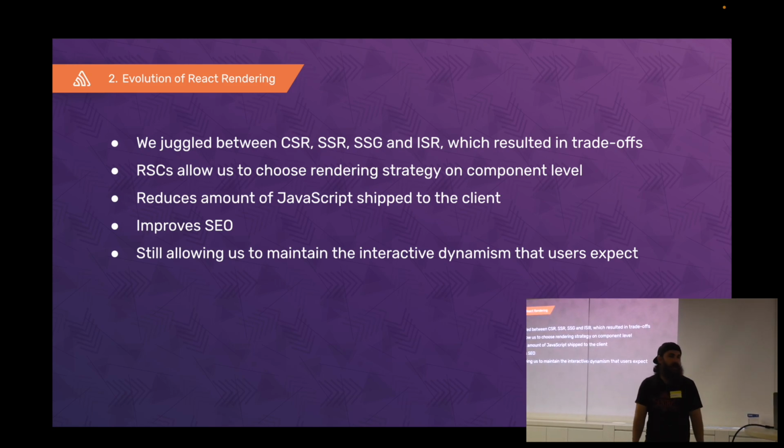And that way, we actually reduce the amount of JavaScript that is being sent to the browser, or downloaded by the browser and executed by the browser, because not everything needs to be hydrated, not everything needs to be run on the client. And we'll see how that happens. Our SEO is improved because we still have the capability of serving static content that doesn't need regeneration. And we basically don't have any trade-offs at this point, other than the ones that I mentioned. So yeah, we're still allowed to maintain the interactive dynamism that users expect from a website in 2024, right?